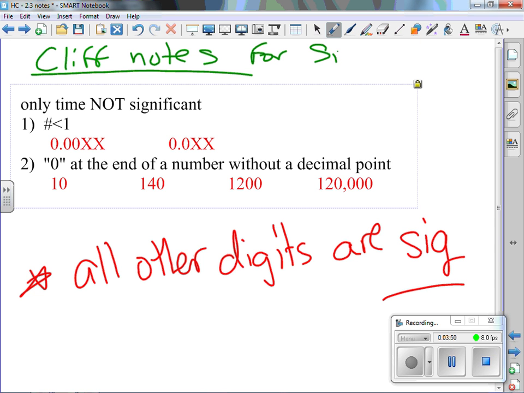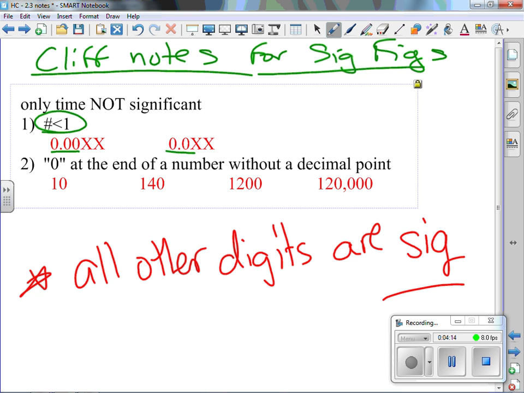The Cliff Notes for sig figs. Here's what it is. When is the only time I don't worry about significant figures, or when do I ignore them? There's only two times when you do not count a digit as significant, and they both involve zeros. The first time is anytime you have a number less than 1.